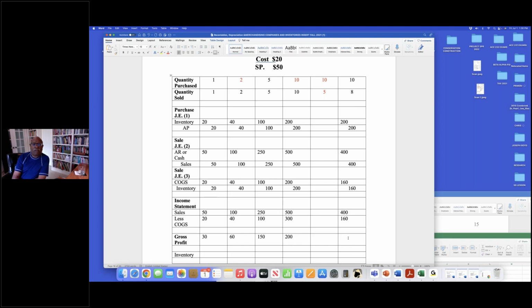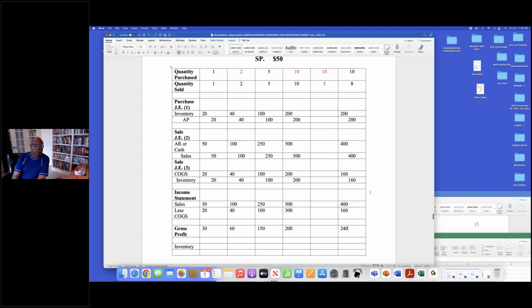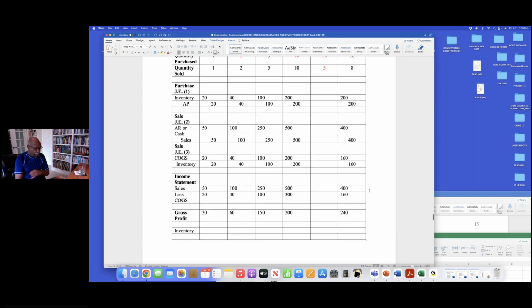So what's sales? 400 less the cost of goods, which is going to be 160, gives me a gross profit of 240. And we have 2 pairs of shoes, and in inventory, we have what? 2 pairs left. We have 2 at 20. Any questions?